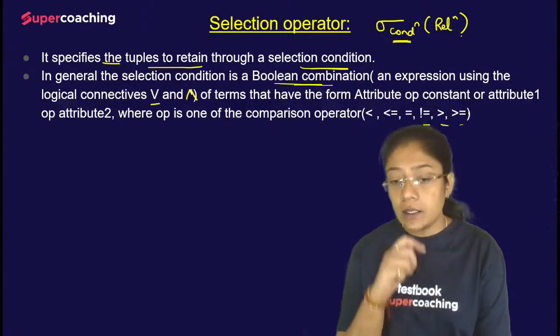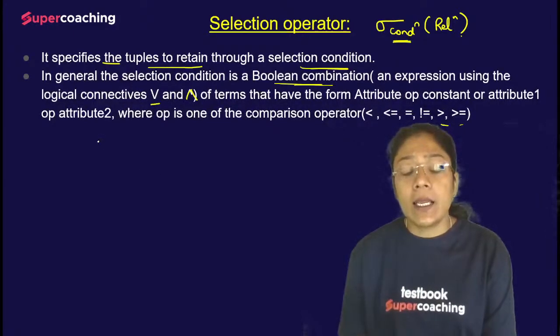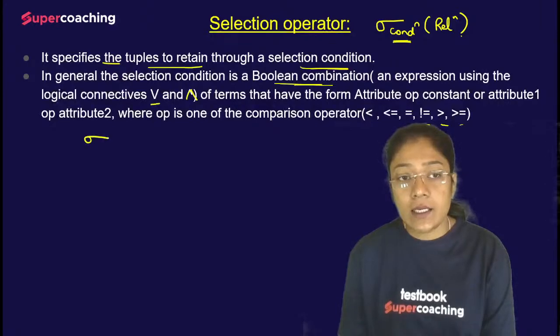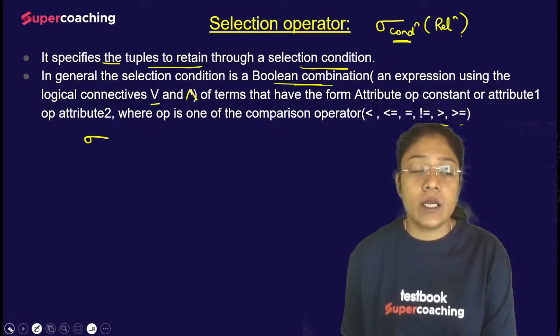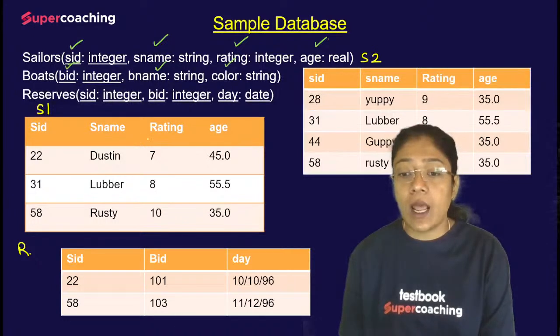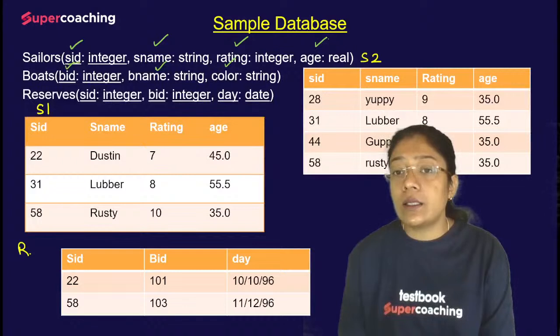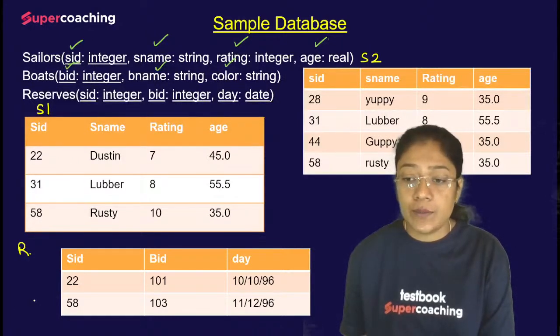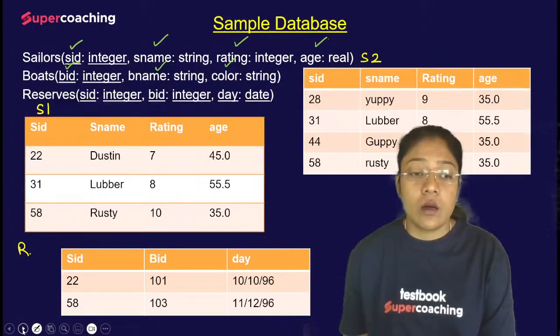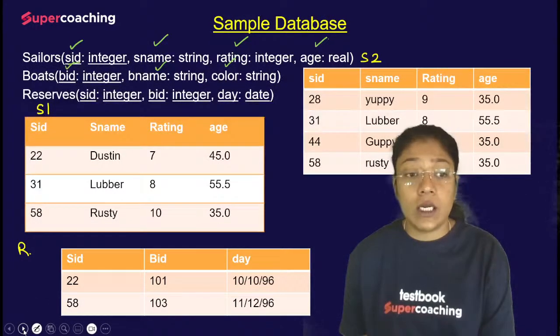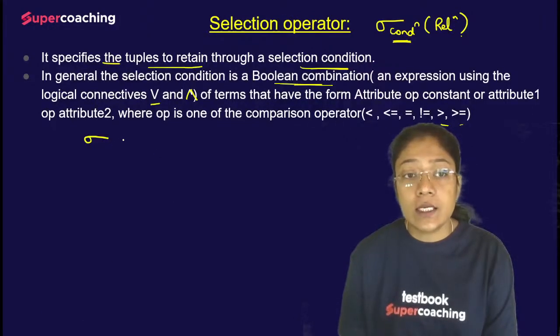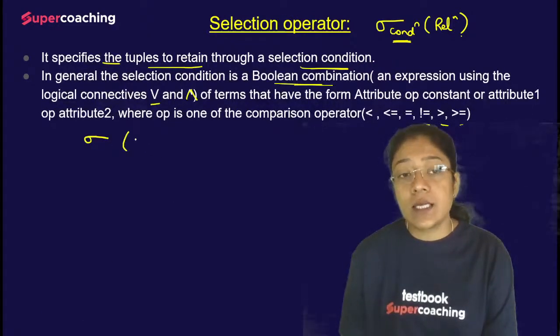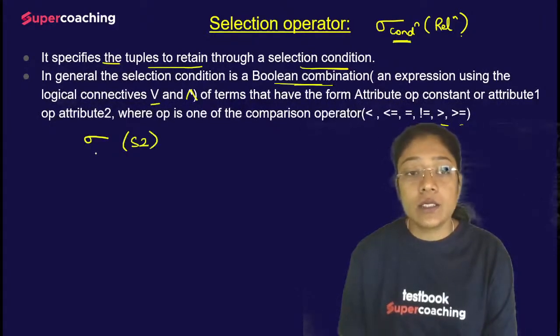So how can we write the condition? I can write select, and here we have the instance. For example, I want to apply the condition where rating is greater than 8. I want to project the names. Okay, projection we have not done. So I just want to select the rows where rating is greater than 8. So select from the relational instance S2, and the condition is rating greater than 8.